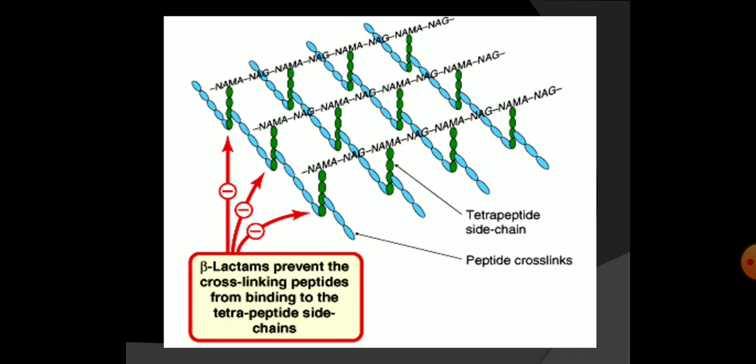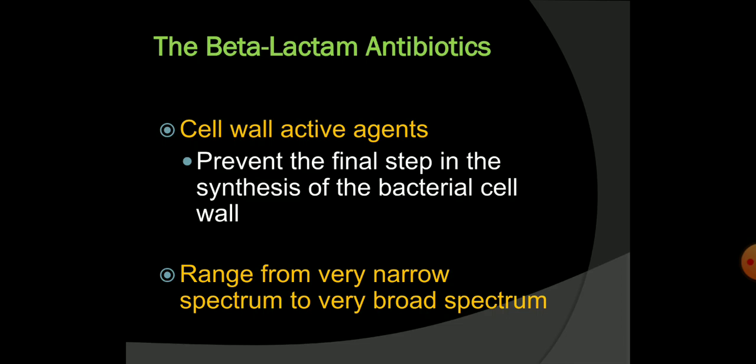These drugs are basically bactericidal in nature. So in conclusion, we can say that these drugs are cell wall active agents. That means they prevent the final step in the synthesis of the bacterial cell wall, and their range is from narrow spectrum to very wide spectrum. It ranges from penicillin to piperacillin.